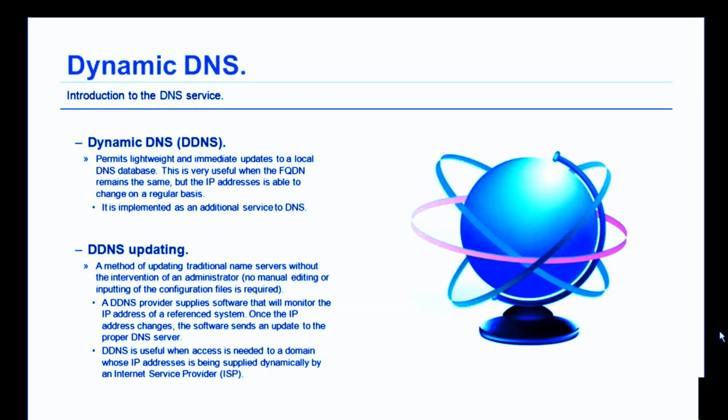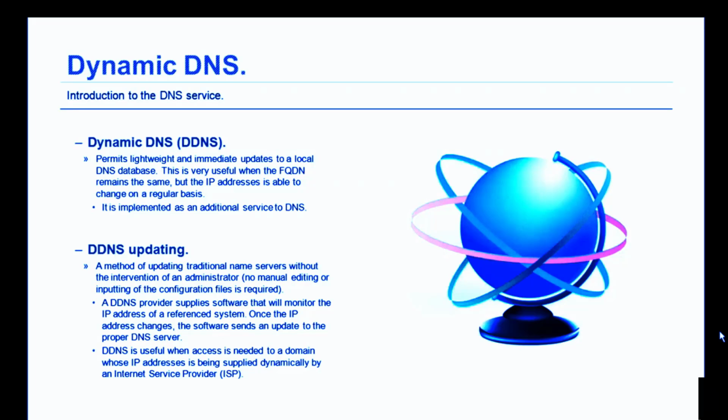Dynamic DNS, or DDNS, permits lightweight and immediate updates to a local DNS database. This is very useful for when the FQDN, or hostname, remains the same, but the IP address is able to change on a regular basis. Dynamic DNS is implemented as an additional service to DNS. And it's implemented through DDNS updating. This is a method of updating traditional name servers without the intervention of an administrator. So there's no manual editing or inputting of the configuration files required.